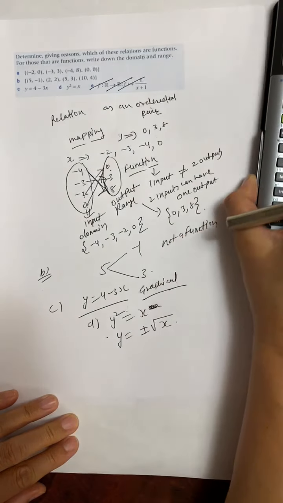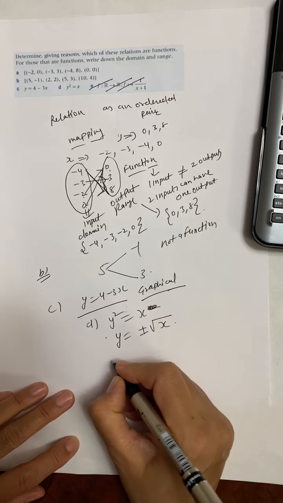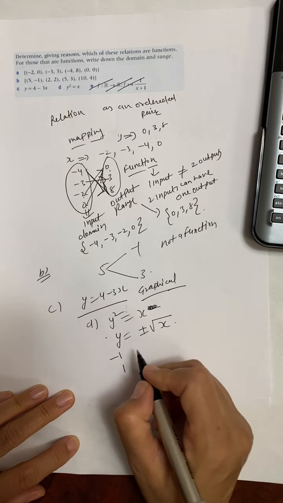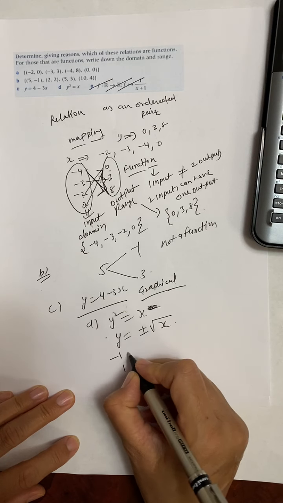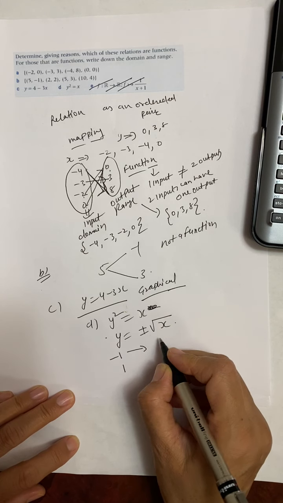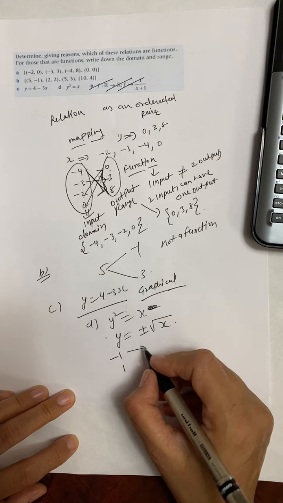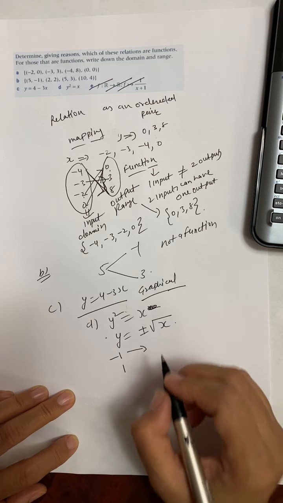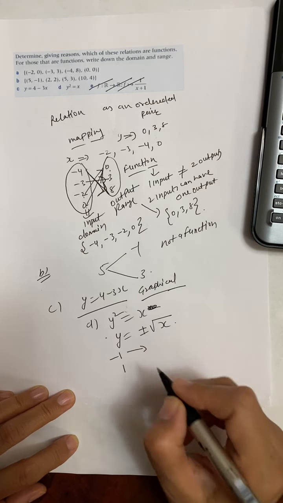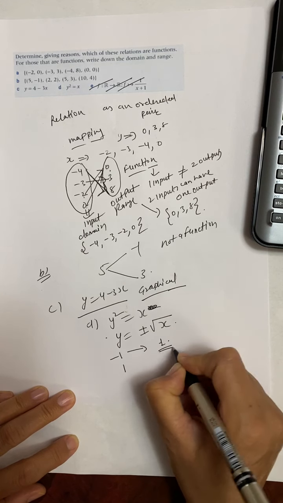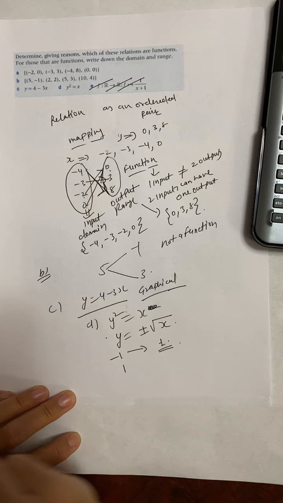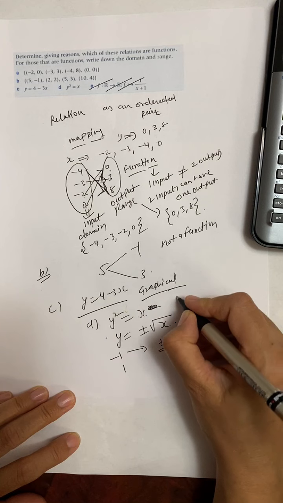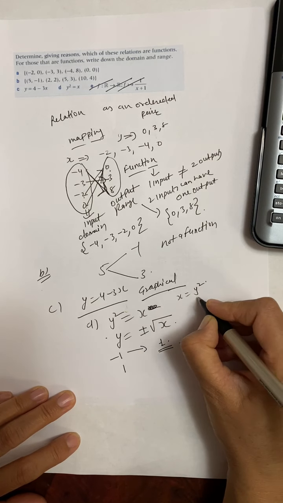Another one will be if you look at -1 and 1. So if x is -1, then your y is going to be... So -1 and 1 will get mapped to 1 in this case. Okay, so again, because x is equal to y squared here, right?